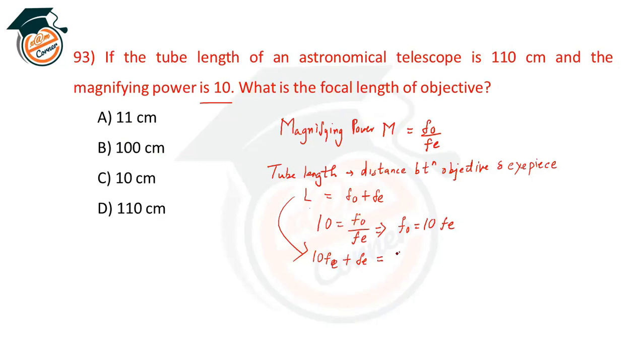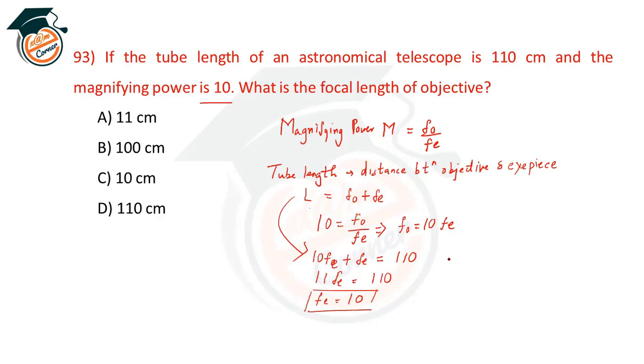10 FE plus FE equals to 110, because FO plus FE equals to 110. Tube length is given as 110. So in place of FO, we put 10 FE. So 10 FE plus FE equals to 110. So 11 FE equals to 110. FE equals to 10. So the focal length of the eyepiece is 10.